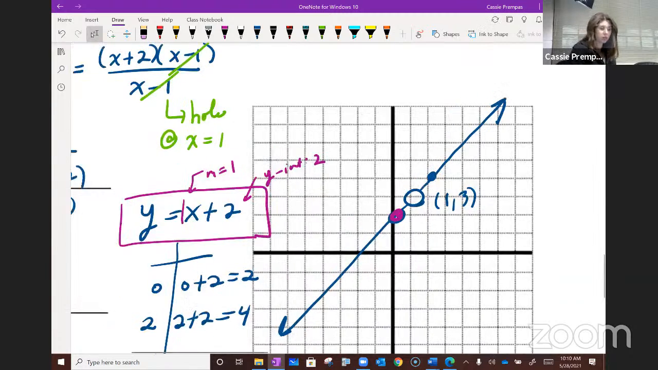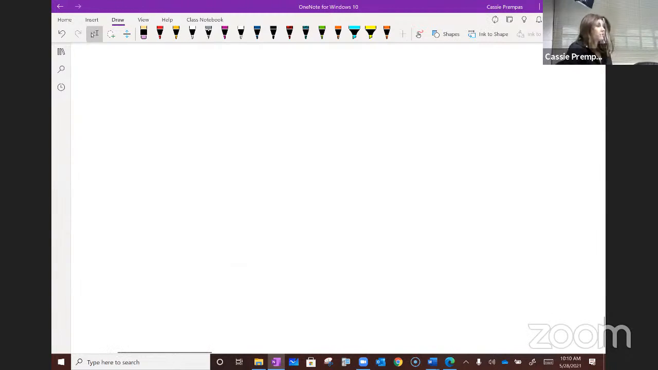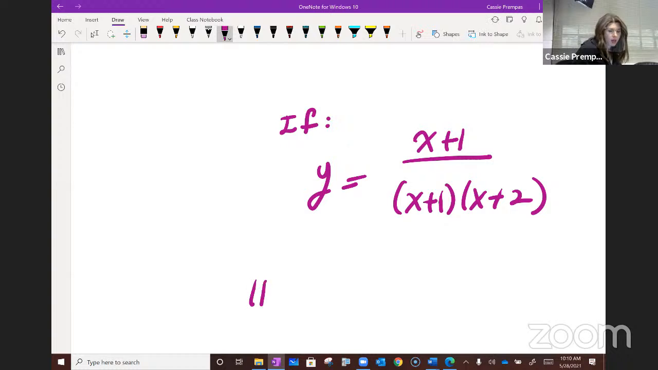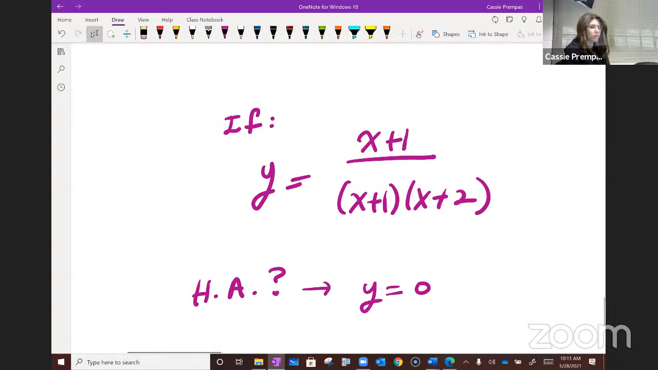Last thing I want to ask you, because this is on the final: what if I give you the equation in factored form? If you're given y equals (x plus 1) over (x plus 1)(x plus 2), and I ask you, what is the horizontal asymptote? Sergio, what do you think? 0. How do you know it was 0? There's 2 x's, so it's going to be x. Awesome. This is in factored form.